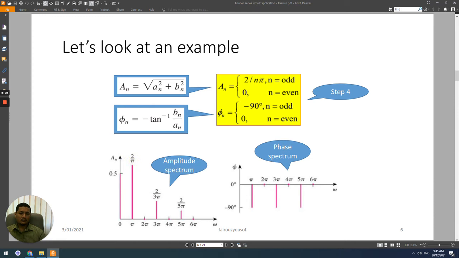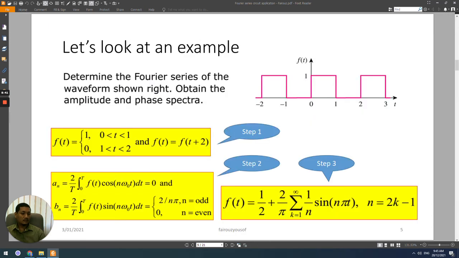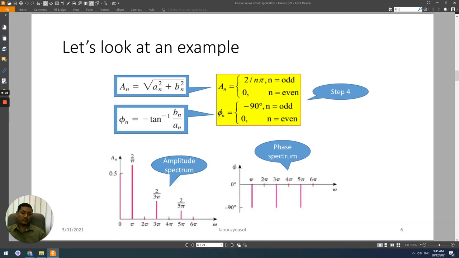So in this case n is 1, in this case n is 3, in this case n is 5, and so on. Take note that n is equal to 2k minus 1. So when k is 1, n is 1. When k is 2, n is 3. When k is 3, n is 5. This means that n only takes odd number values.